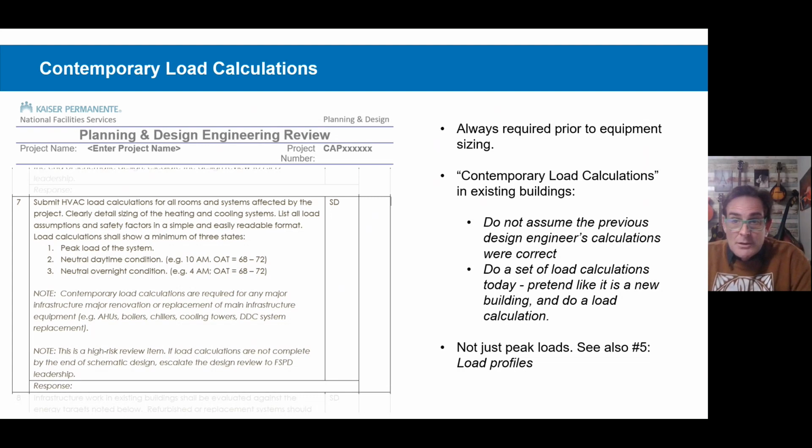And we're not just looking at peak loads, we're looking at neutral conditions. We want to know what the range of the system is, and accuracy is important. Our data shows that a lot of load calculations have a high degree of error, and they result in oversized systems. We're going to talk quite a bit about that in a few slides. And so do check the results of your load calculations against the historical loads for those space types.